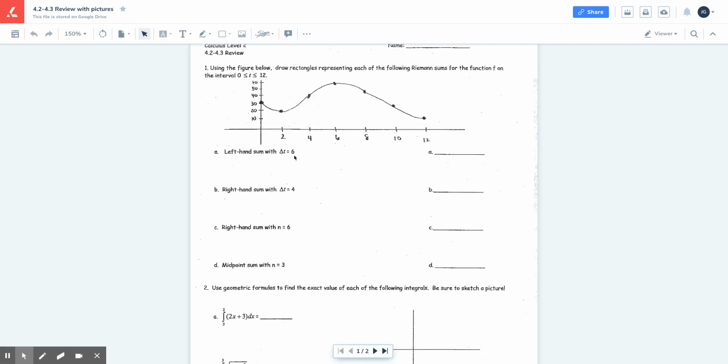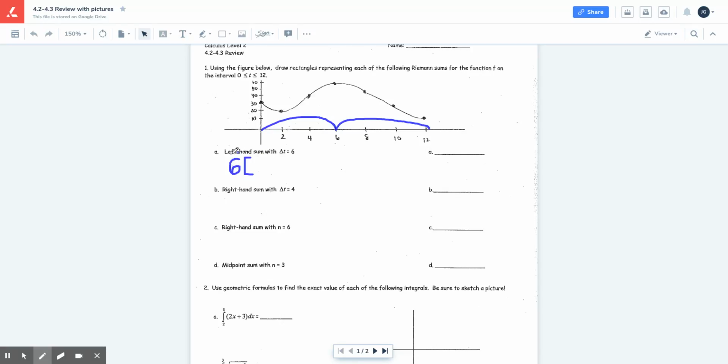So in order to do this first one, left-hand sum with delta x equals 6, since they gave us our delta x, that means our first rectangle is going from 0 to 6, and then from 6 to 12. So we have 2 rectangles here. What you always put on the outside of the parentheses is your delta x, which in this case is 6. Then inside are the heights of each of the rectangles, which are the y values.